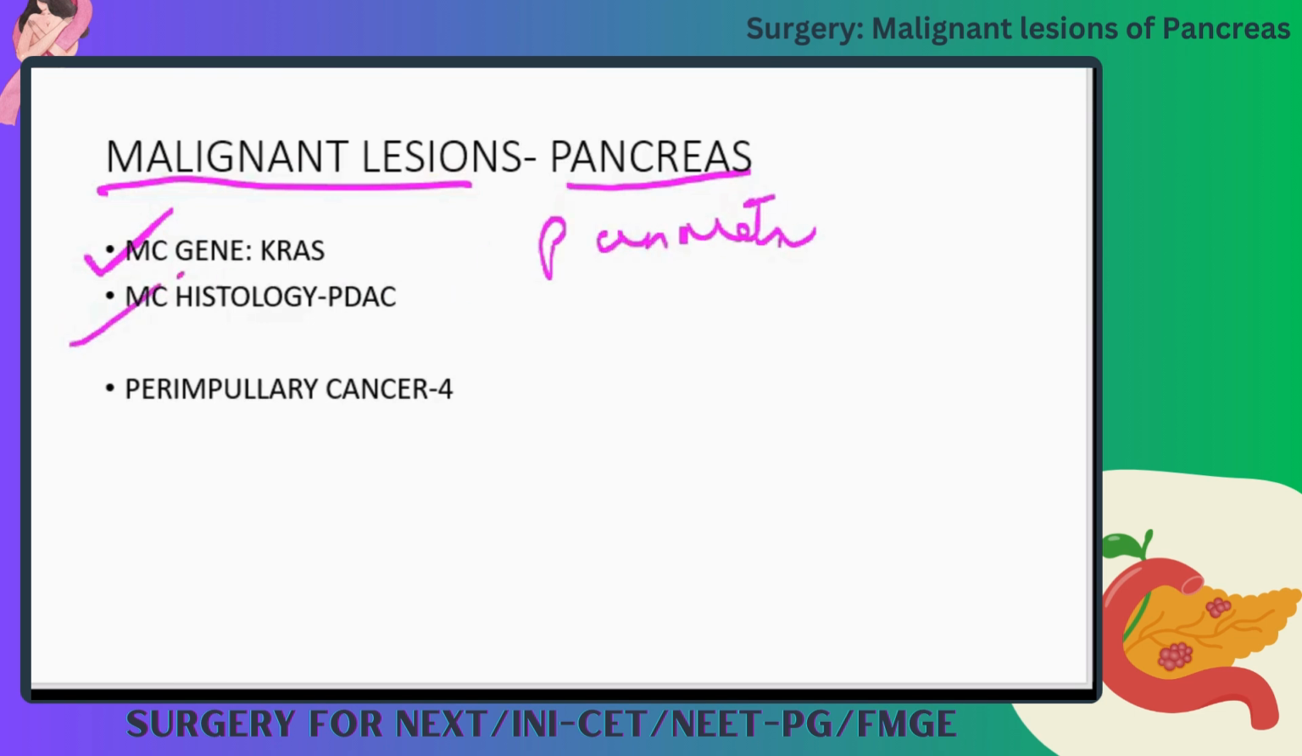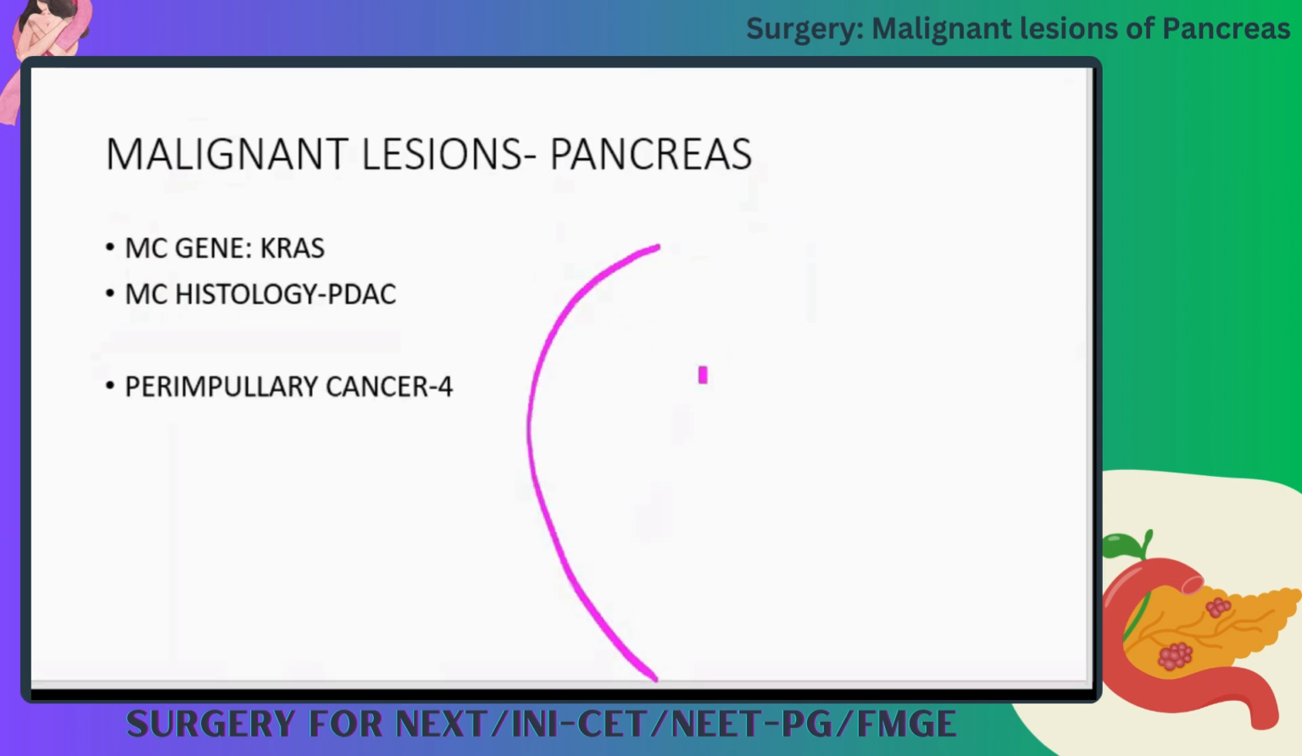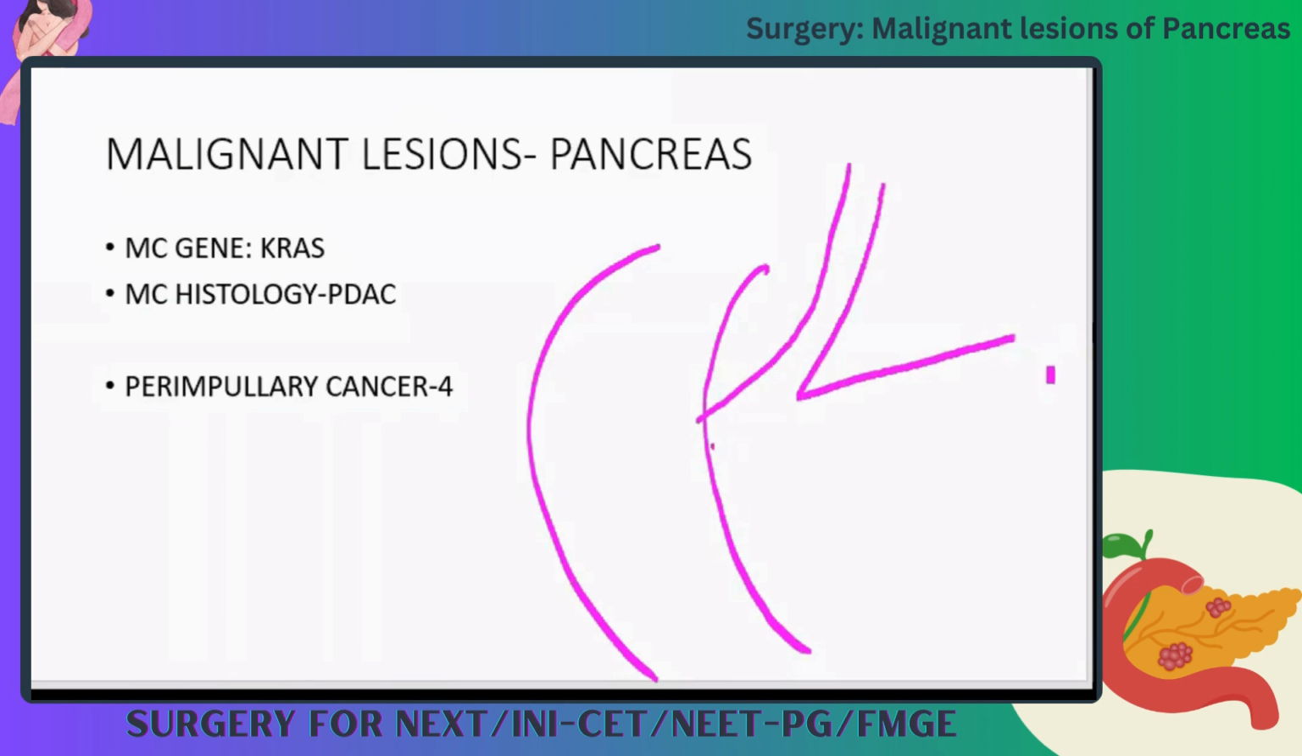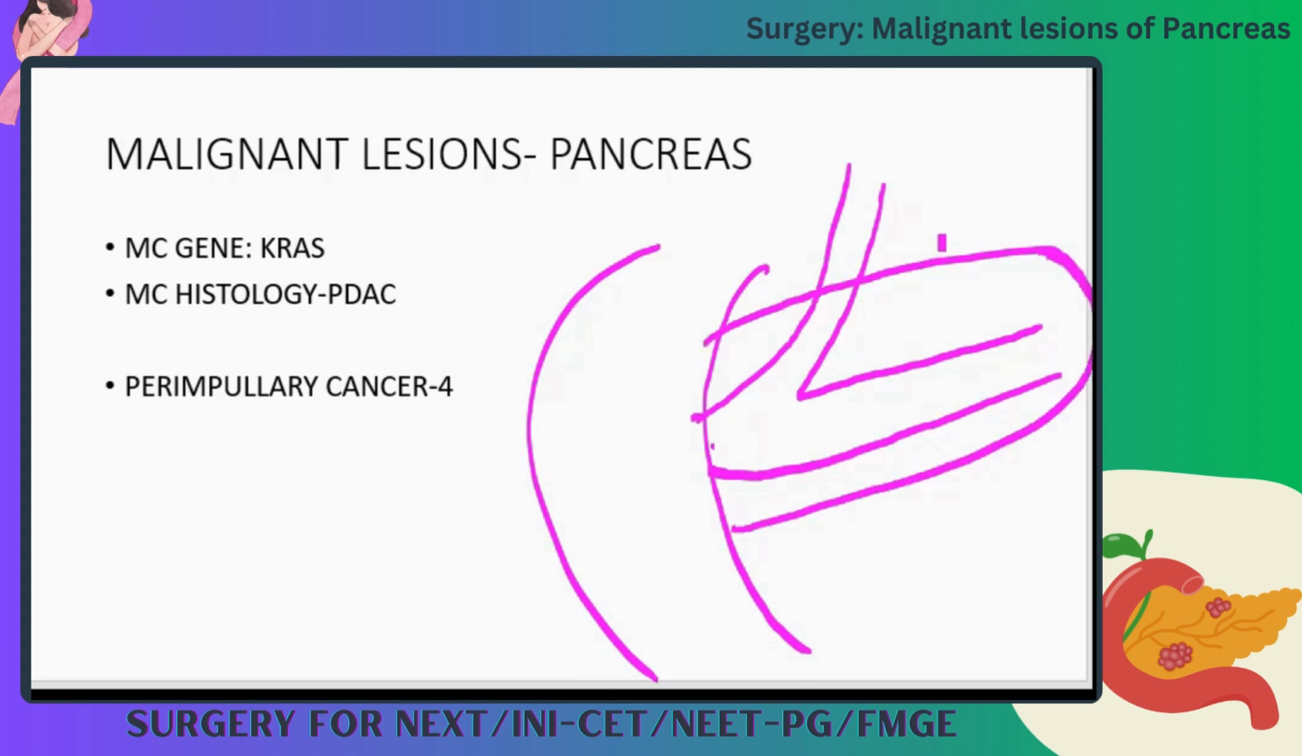What is the most common cancer in esophagus? In stomach? Adenocarcinoma. Same way in the pancreas also it is adenocarcinoma. Okay.